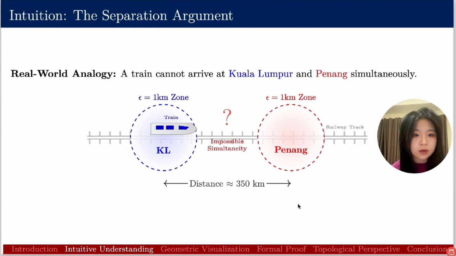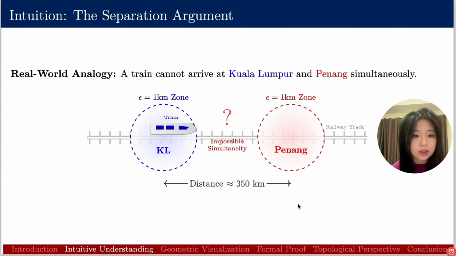To understand the uniqueness of limits intuitively, let's use a real-world analogy involving the Malaysia railway system. Imagine a train traveling on a track. It is physically impossible for that train to arrive at Kuala Lumpur and Penang at the exact same time because these two cities are hundreds of kilometers apart.